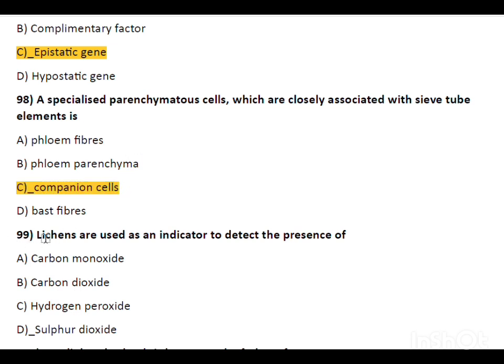Then question number 99. Lichens are used as an indicator to detect the presence of: option A carbon monoxide, option B carbon dioxide, option C hydrogen peroxide, option D sulfur dioxide. The correct answer is option D, sulfur dioxide.